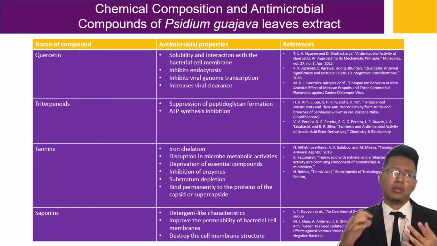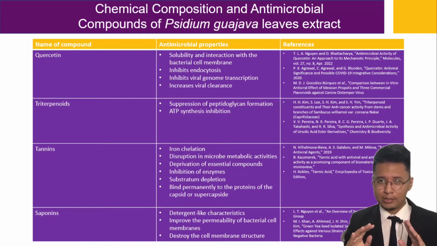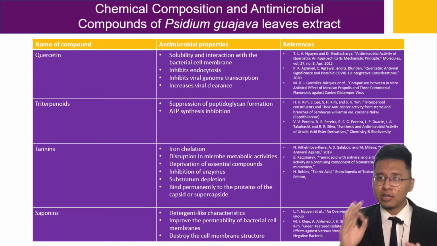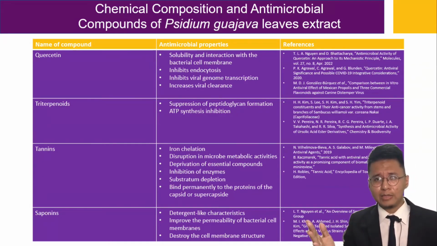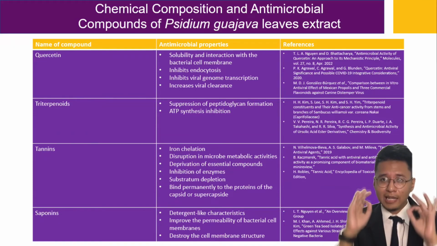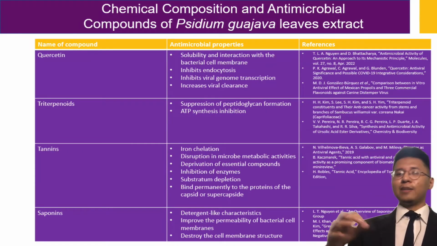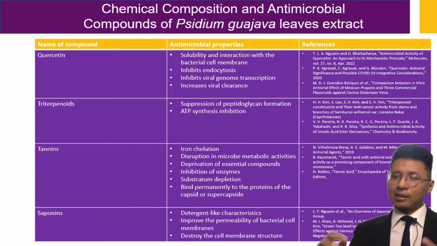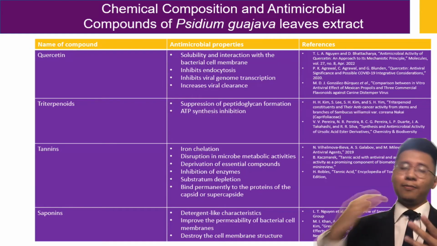It can also inhibit the viral genome transcription by inhibiting the RNA polymerase. It could also increase viral clearance by enhancing the mitochondrial antiviral response. Triterpenoid and saponin also have the same properties, but triterpenoid could also inhibit ATP synthesis by inhibiting glycolysis, fatty acid synthesis, and etc. Tannins are plant polyphenolic compounds which bind to protein, amino acids, and alkaloids, and precipitate them, making it an efficient antimicrobial compound.